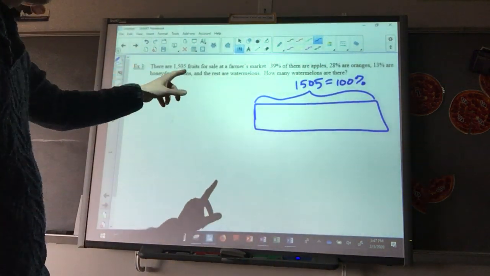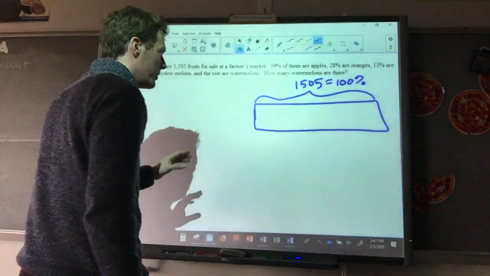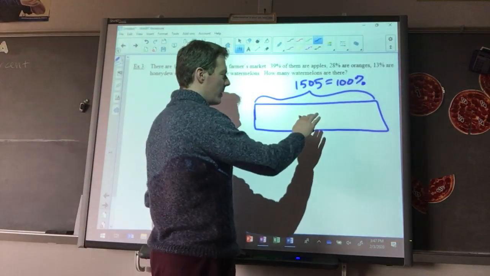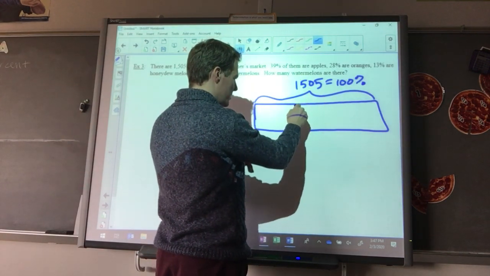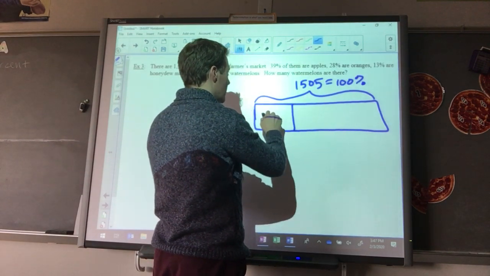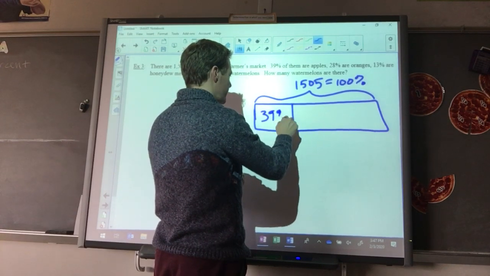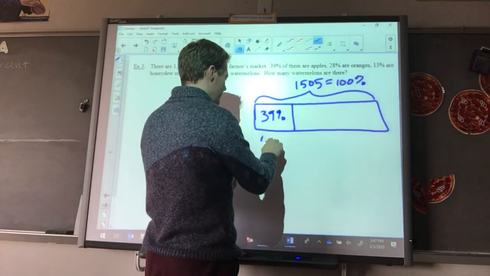Now it says 39% are apples. So I'm gonna start cutting this bar up. 39%, like that's 50%, 39% is like almost 40%. So let's say it's about here. We're gonna call this 39%. We're gonna say that's apples.